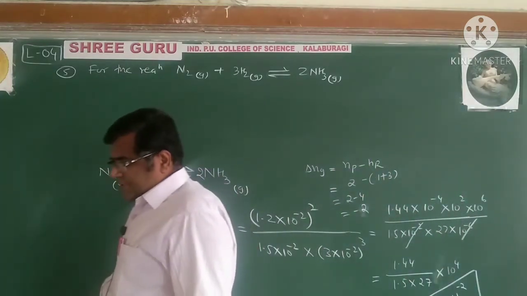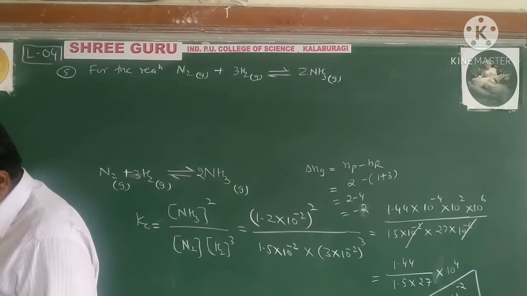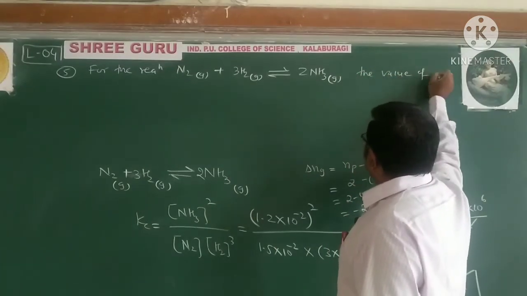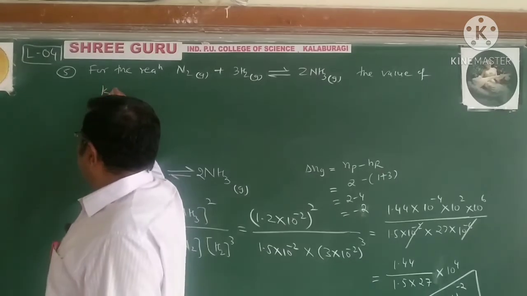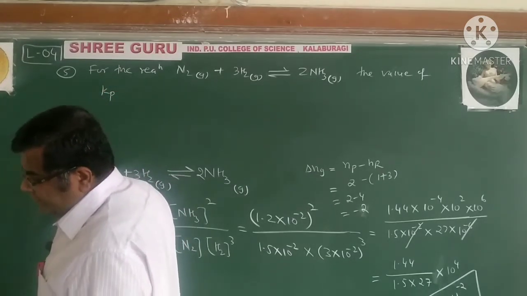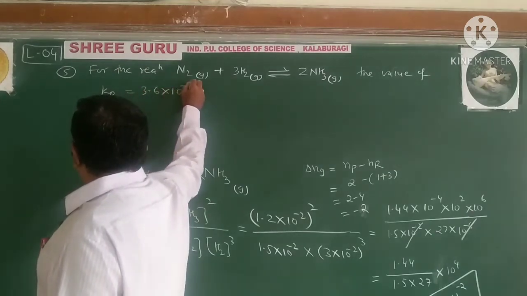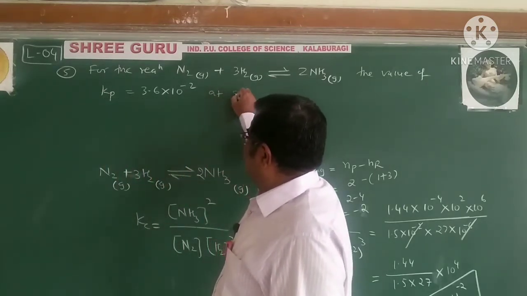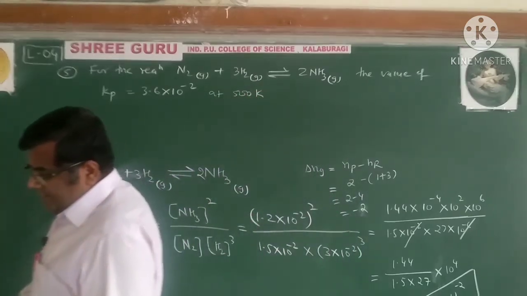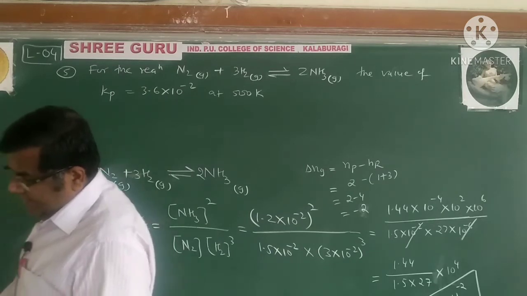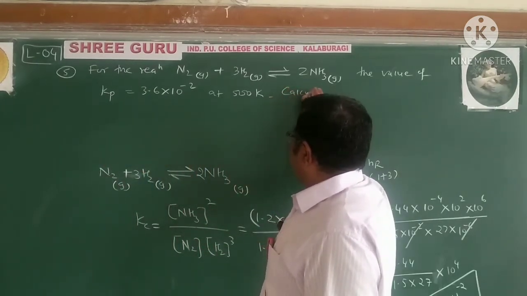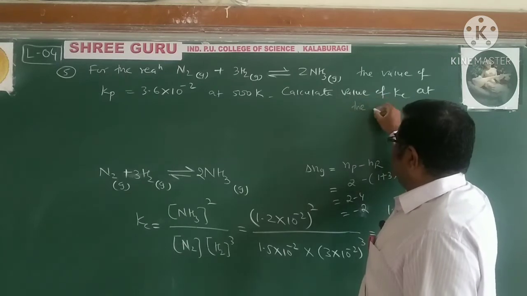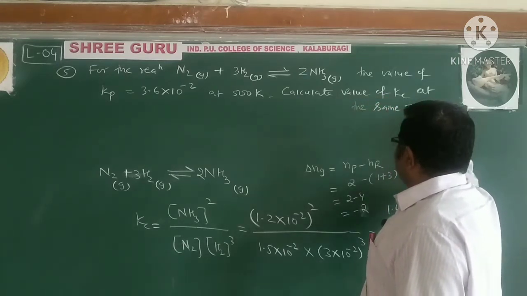Now question number 5, for the reaction. They have given this reaction like this. The value of Kp is equal to 3.6 into 10 raised to minus 2. Now in the question, if they have not given an image, you should not worry about it. They have not mentioned the unit in the question, literally. At 500 K. Calculate the value of Kc at the same temperature is the question.